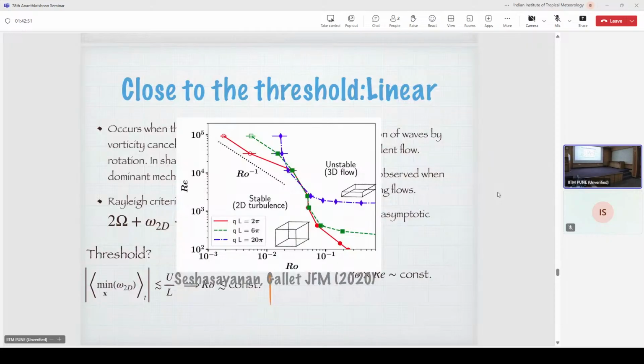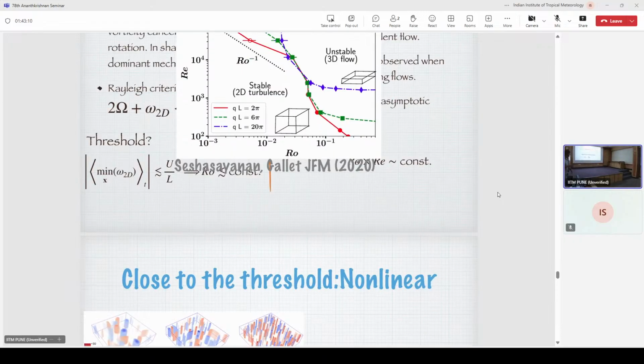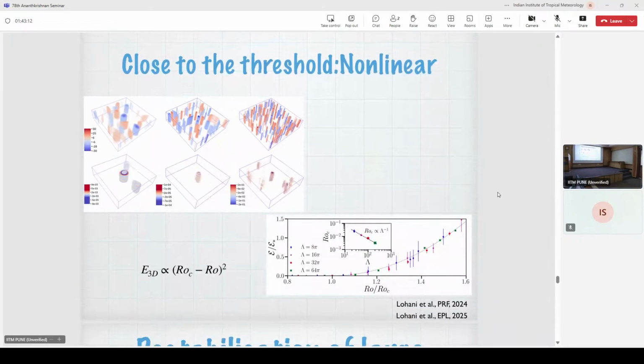So for very, very large Reynolds number and for very low Rossby, you get 2D stable turbulence here and 3D unstable turbulence here. And in this domain that you see, the different curves represent different domain sizes, aspect ratios, and you can see that the system transitions from 2D turbulence to 3D depending on the power laws that we just derived. So the theory and numerics seem to agree with each other, and you can not only do linear stability analysis, you can also do finite amplitude perturbations. So these are nonlinear simulations.